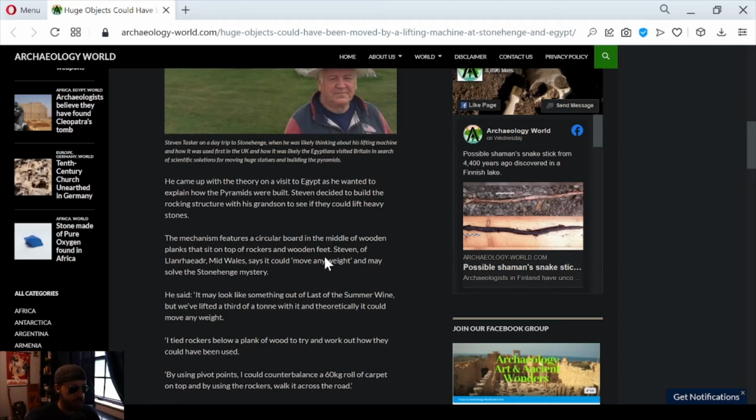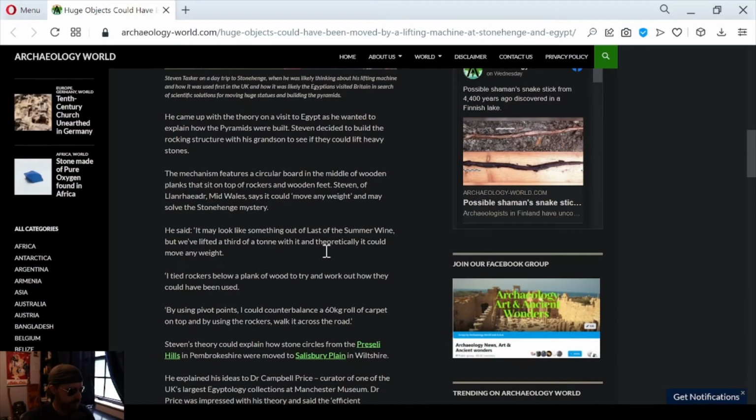That's pretty cool. I mean, kudos to this guy for actually coming up with this. He said it may look like something out of Last of the Summer Wine, but we've lifted a third of a ton with it, and theoretically it could move any weight. I tied rockers below a plank of wood and tried to work out how they could have been used. By using pivot points, I could counterbalance a 60 kilogram roll of carpet on top, and by using the rockers, walk it across the road.